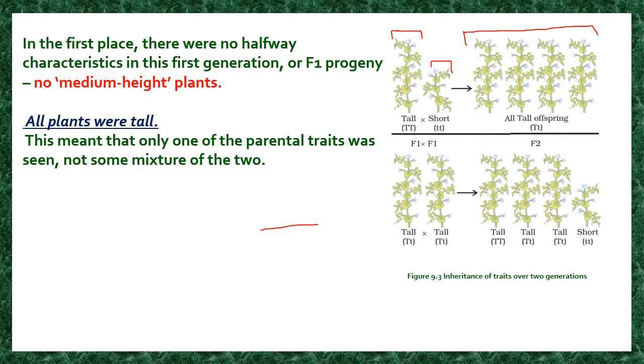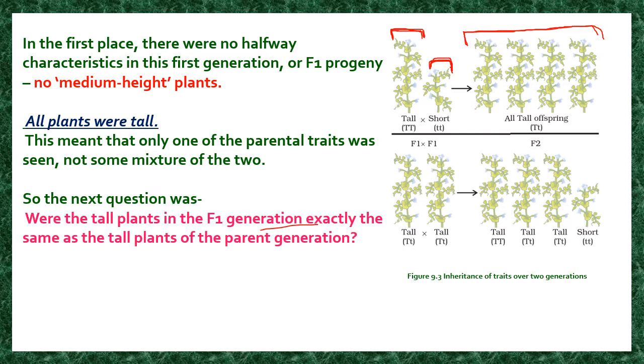All the plants you see over here are tall plants. What does it mean? It means only one of the parental traits was seen. One parent is short, this is one parent, this is another parent. These two parents have transferred their characteristics to the next generation. So only one parental trait can be seen over here, and that is the height. All the plants are tall. Even a mixture of those two cannot be seen over here. So what is the next question?